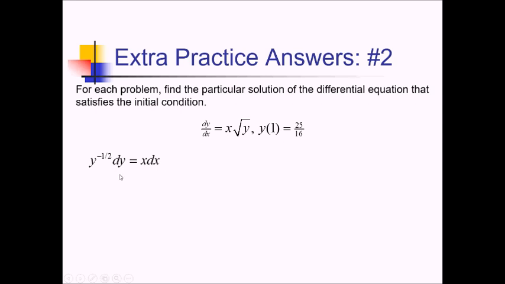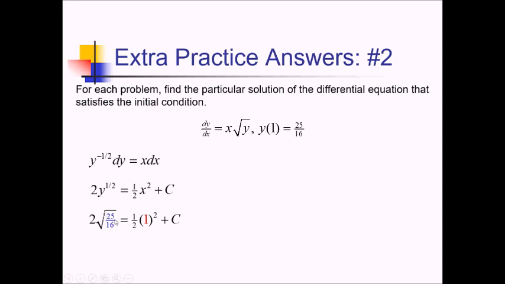Taking the antiderivative of both sides, on the left side, this bumps up to an exponent of positive 1/2. Dividing by that, I have 2y to the 1/2 power. And then on the right side, this is going to be 1/2 x to the second power plus c. Plugging in my initial condition now to figure out the c value, this is going to be 2 times the square root of the y value they gave me, so 2 times the square root of 25 over 16. On the right side, I've got 1/2 times 1 squared plus c.